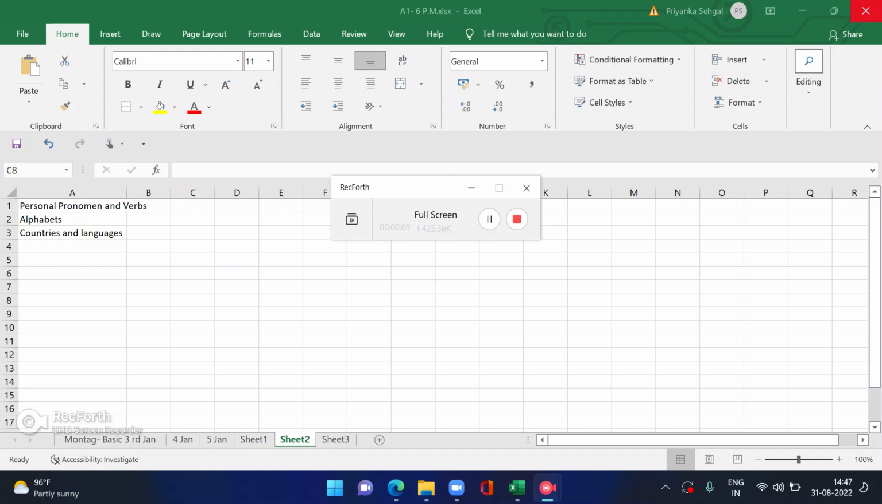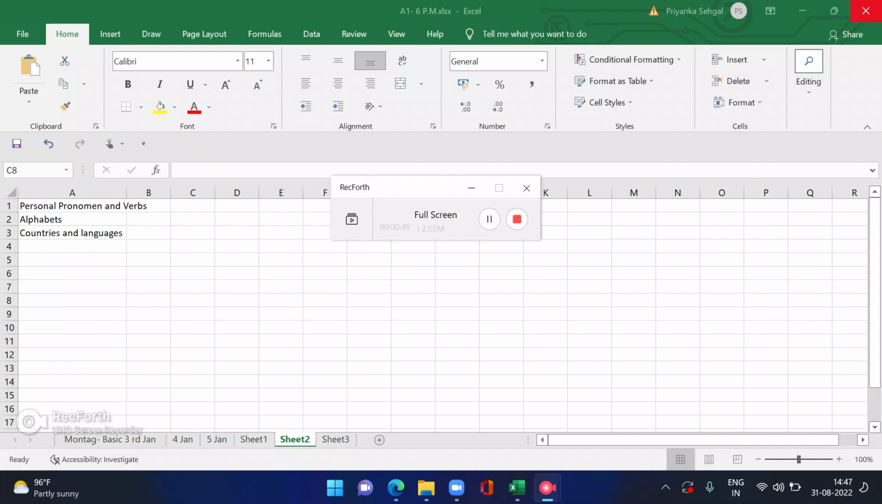Third session, like the first chapter only we are doing it right now, but this is the third session. What we will be covering today? Personal pronouns and verbs, alphabets, countries and languages. So these three topics we are going to cover in this class, and I hope you are understanding, and if you have any doubt, please do ask me. Unless and until you ask me, I'm not going to know that you're having doubts. Okay, so let's start with this session.